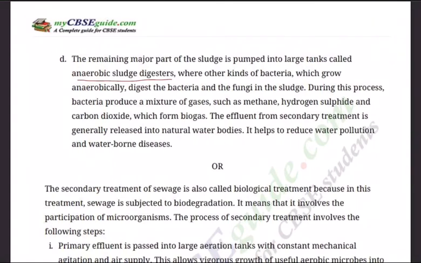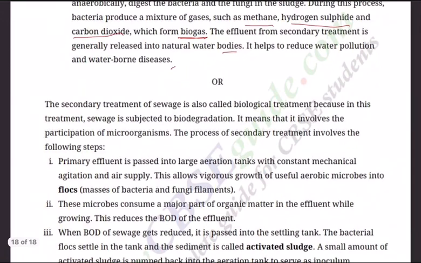D. The remaining major part of the sludge is pumped into large tanks called anaerobic sludge digesters, where other kinds of bacteria which grow anaerobically digest the bacteria and fungi in the sludge. During this process, bacteria produce a mixture of gases such as methane, hydrogen sulfide, and carbon dioxide, which form biogas. So, what are those? Methane, hydrogen sulfide, and carbon dioxide. The effluent from secondary treatment is generally released into the natural water bodies. It helps to reduce water pollution and waterborne diseases.